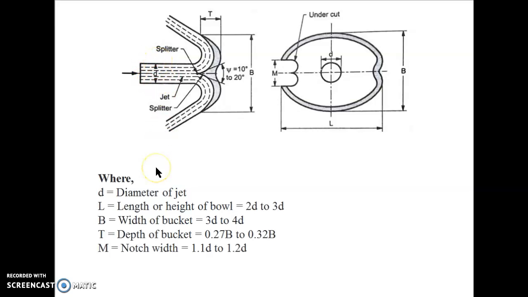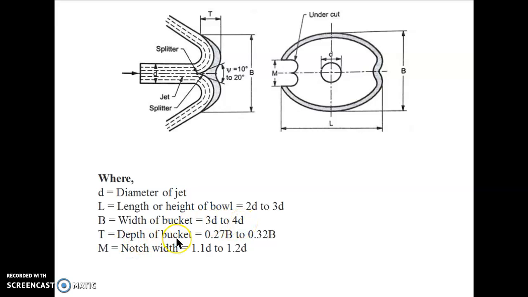Second one is the length, or sometimes it is called the height of that bowl or bucket. You can see that here, capital L. Now its value usually ranges between 2d to 3d, where again small d stands for diameter of jet. Capital B is the width of the bucket. You can see the width of the bucket in this as well as in this. So there are certain standards which we may follow. Again, width will be equal to 3 to 4 times the diameter of the jet.